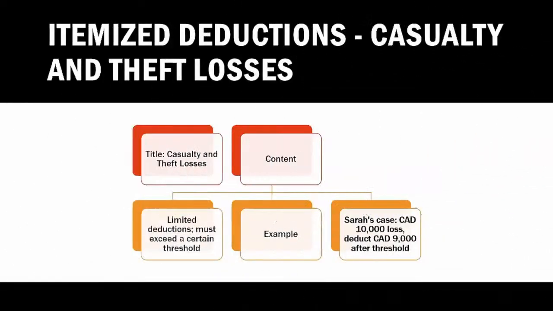E. Casualty and theft losses. Deductions for casualty and theft losses are limited and often require the losses to exceed a certain threshold. Example: if Sarah suffers a loss of $10,000 due to a natural disaster and the applicable threshold is $1,000, she may be able to deduct $9,000, $10,000 minus $1,000, from her taxable income.